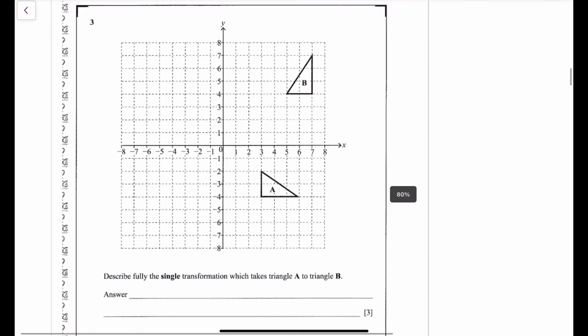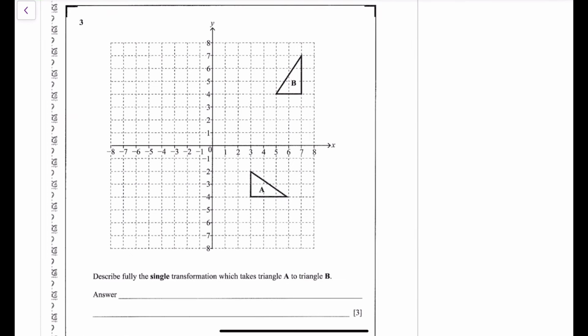3 marks for this question. I guess this is describing the single transformation which takes A to B. Now you should all be able to see that going from A to B, it's a rotation. It's rotating this direction, which is anti-clockwise. So rotation, anti-clockwise, ACW, 90 degrees. And I think that gives you 2 out of your 3 marks.